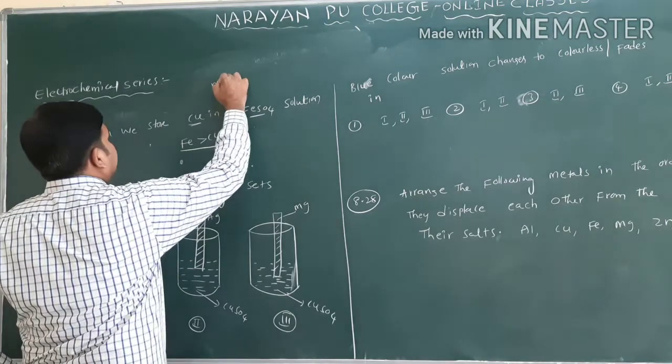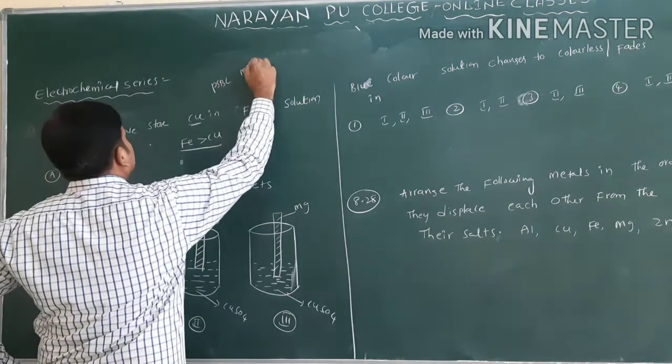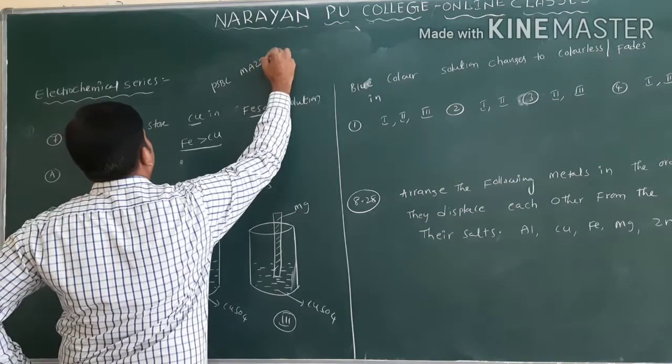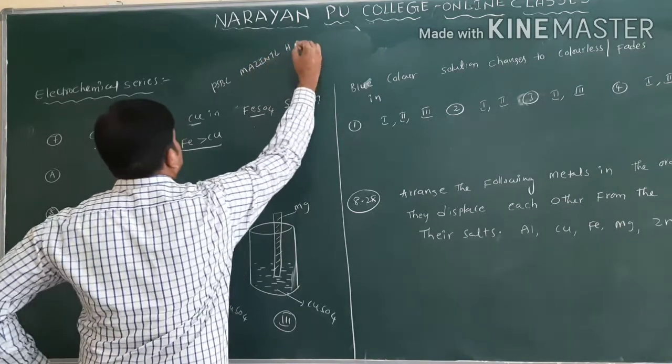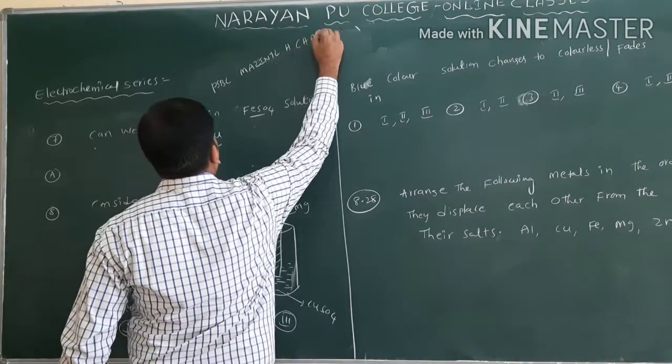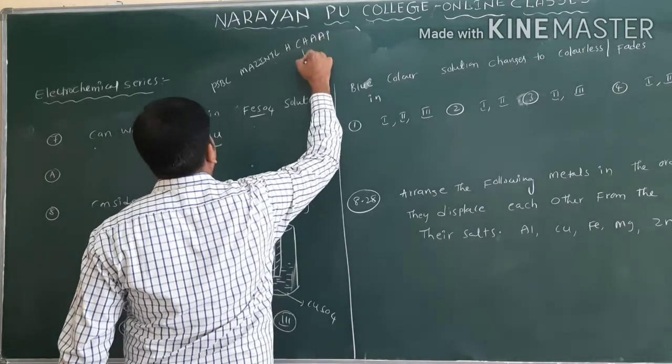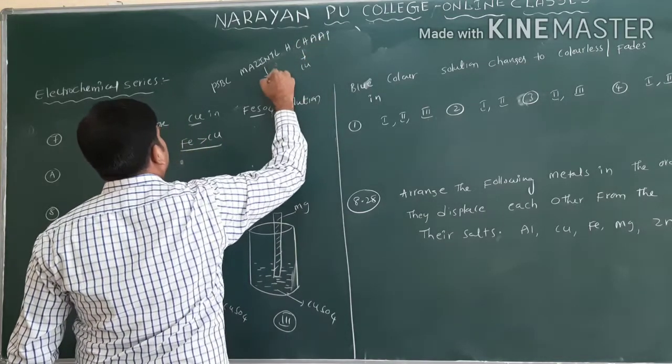According to this order, you can write here PSBC, MaZinTl. This is H. This is CHAAP. So C means what? Copper. Here I means what?